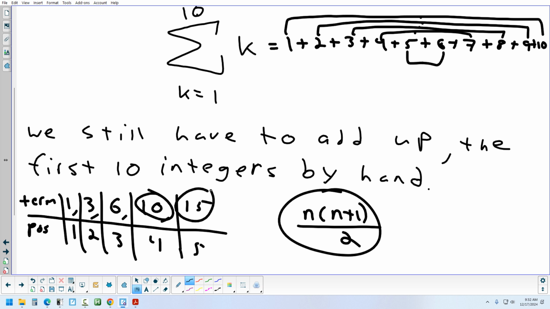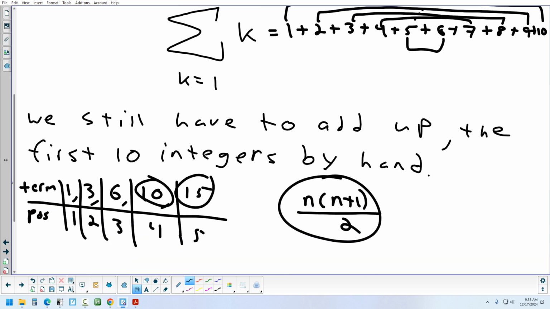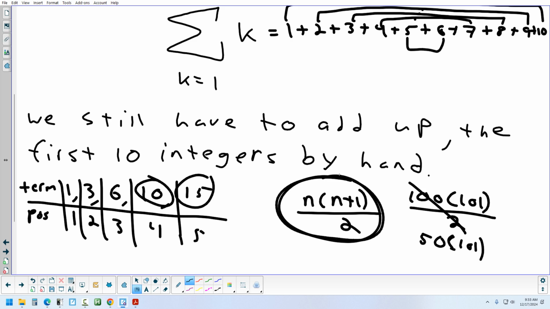So now, if you said to me, what if you went all the way to 100? What do the first 100 numbers in that pattern add up to? I could just go into this formula and say the first 100 numbers is going to be 100 times 101 divided by 2, or 50 times 101. So it's very easy to add up the first 100 numbers, but it's only because I gave you that formula.